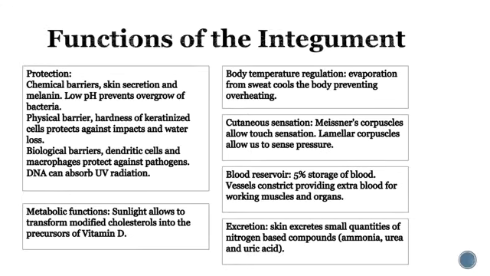In the skin, you're going to find a low pH, or an acidic environment, on top of your skin. Why do we have this? It prevents the overgrowth of bacteria. We are going to have bacteria on the surface of our skin, but thanks to the pH on the skin, that growth is going to be limited, so we are not invaded by this bacteria. It serves as a physical barrier. The hardness of keratinized cells protects against impacts and, of course, against water loss.